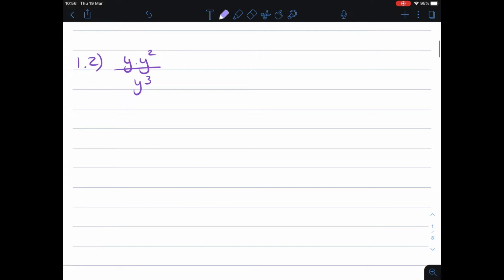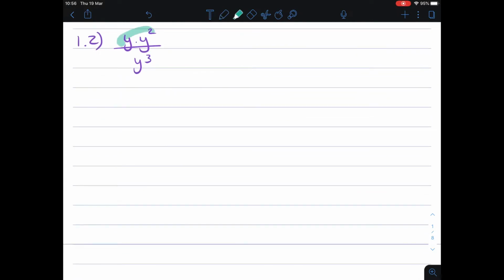Then for question 1.2, it's a good idea to simplify your numerator first. Again, if I'm multiplying, I can keep my base and add my exponents. And 1 plus 2 is 3, and it's all over y to the 3. Then I'm dividing, so I can subtract my exponents. So I can keep my base of y and say 3 minus 3 is 0. And you know that anything to the power of 0, whether it's a number or a variable, is equal to 1. Then my answer is 1.